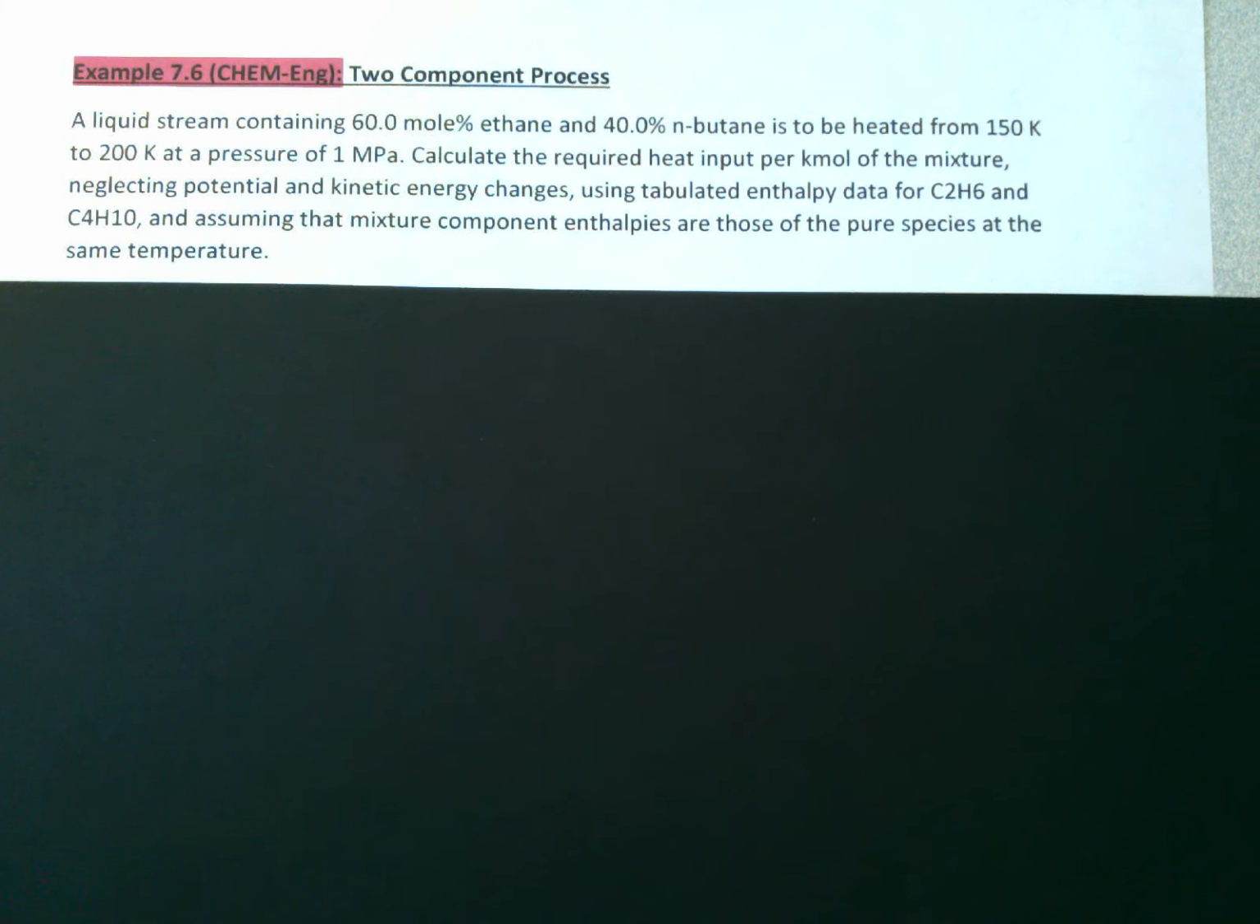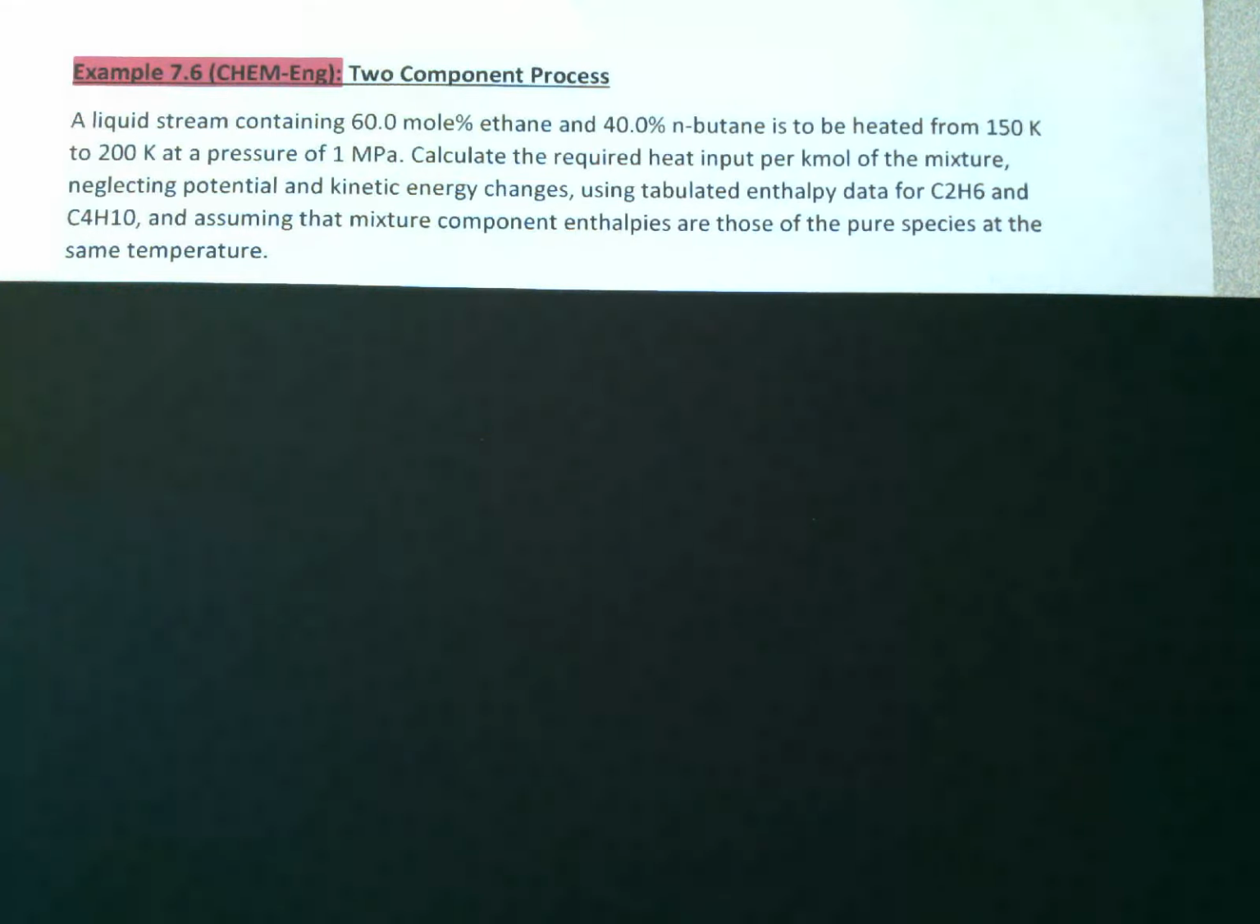All right, let's walk through what we call a two-component process. This is a very traditional chemical engineering style of problem. So we're going to take a liquid stream that's about 60% ethane and about 40% N-butane, and we're going to heat it from 150 Kelvin to 200 Kelvin at a specific pressure.